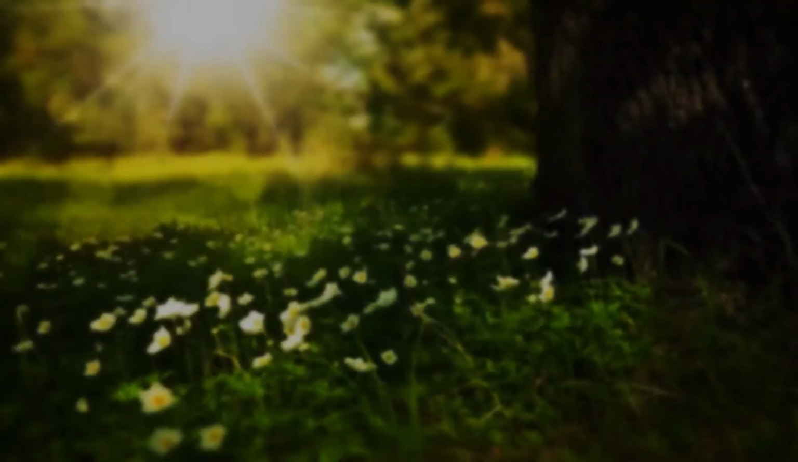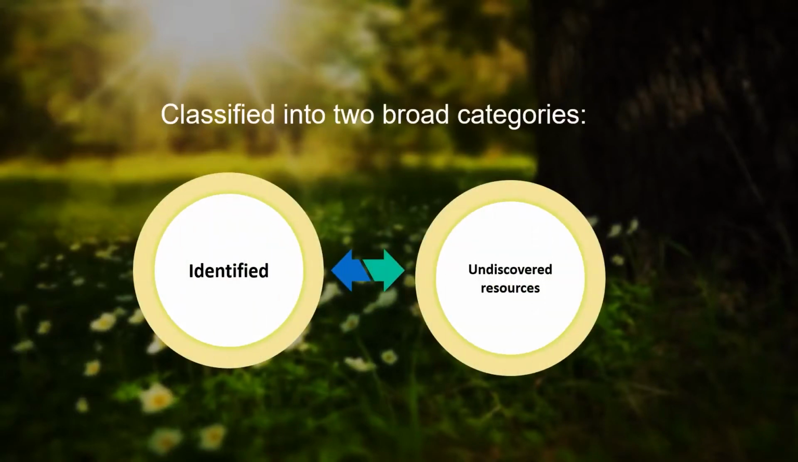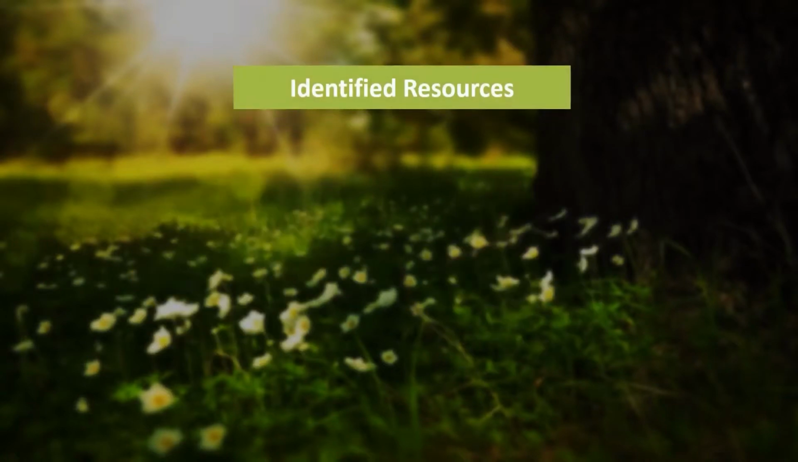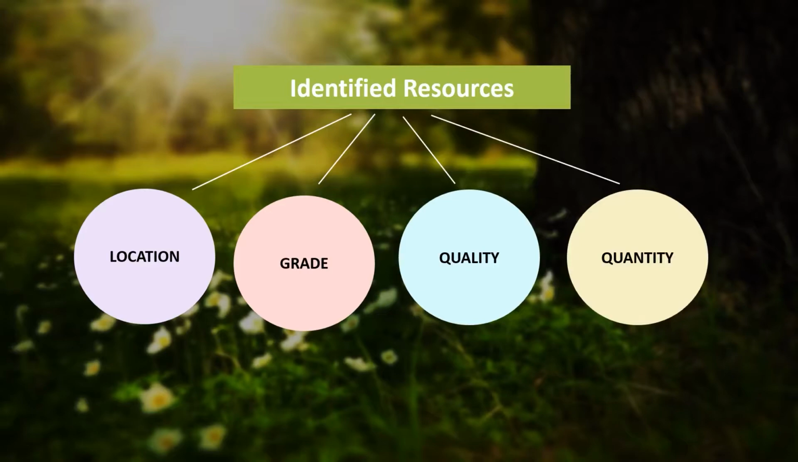So, this resource is classified into two broad categories: identified and undiscovered resources. A point to be noted is that the feature of undiscovered resources is more appropriate to use in the mineral kingdom than for biological resources, because there is no meaning of an undiscovered resource for technical reasons. When we talk about identified resources, they are those resources whose location, grade, quality and quantity are known or estimated from specific geological evidence. They include economic, marginal economic and sub-economic components.